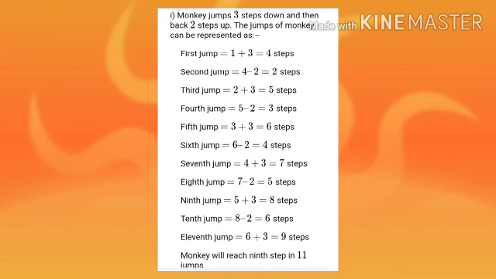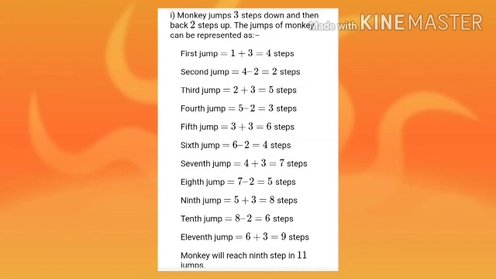This is the solution for the 10th question. The monkey jumps 3 steps down. 3 steps down means plus 3. When it jumps down, it is represented by a positive sign, and back 2 steps up. When it jumps up, 2 steps up is represented by a negative sign, which is minus 2. Therefore, when it moves down, it is represented by plus 3, and when it moves up, it is represented by minus 2. The monkey's jumps can be represented here.